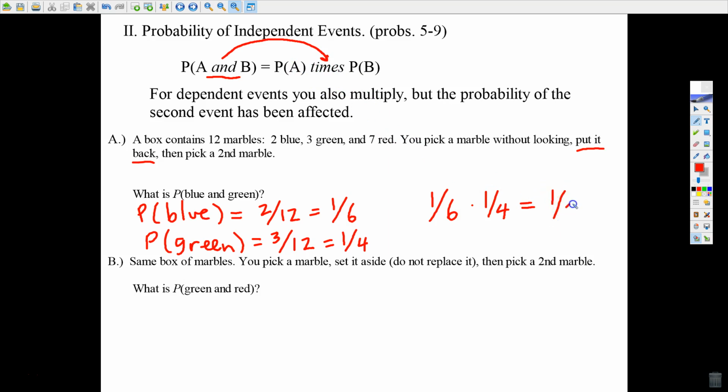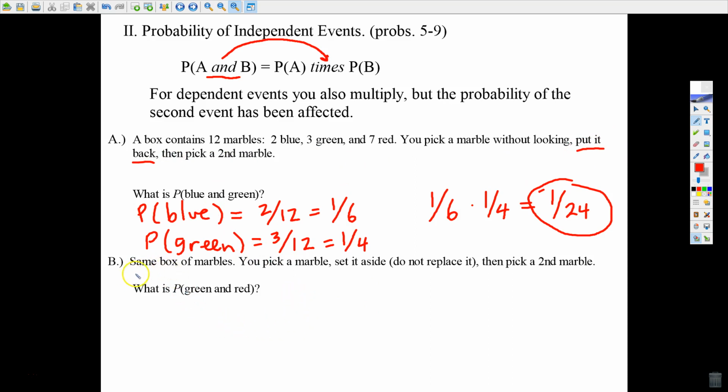And you can leave answers like this in reduced fraction form tonight. You don't have to change them to percent. So I got a 1 in 24 likelihood that my first pick will be a blue and my second will be a green if I replace the first one.